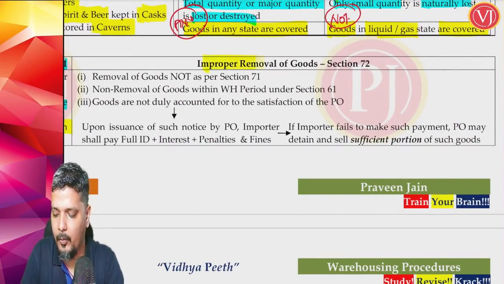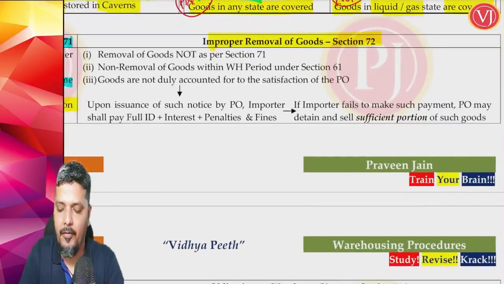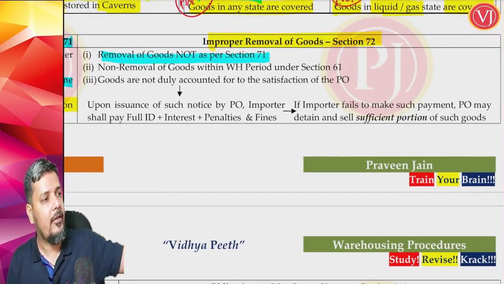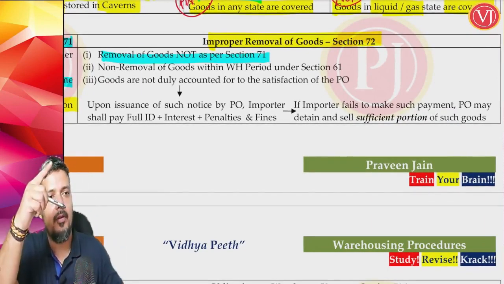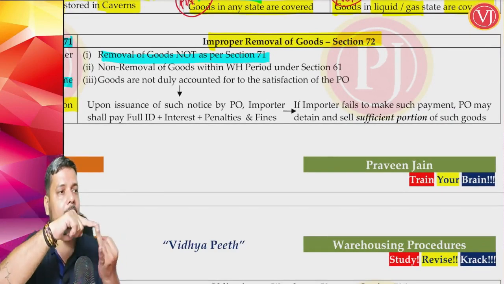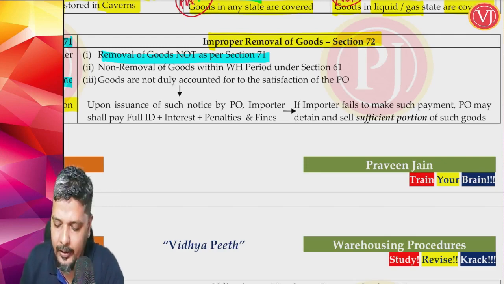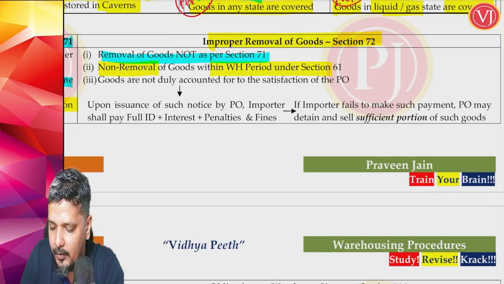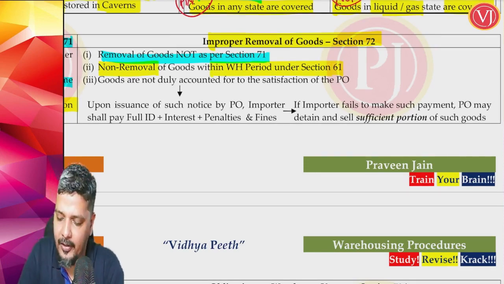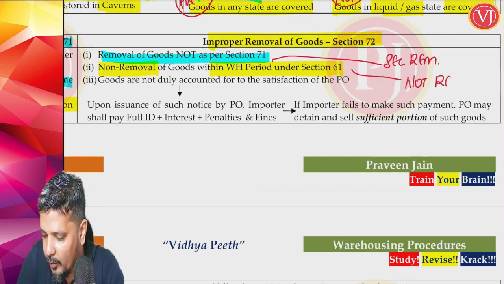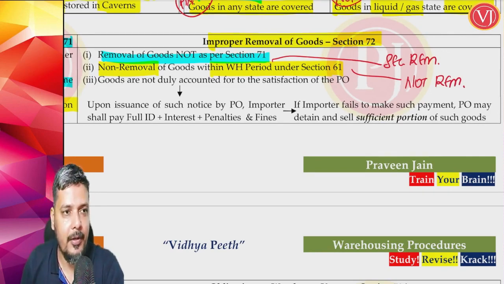What is improper removal? Section 72. You have removed the goods but not in terms of section 71. Which means you have done removal but not in terms of warehouse to warehouse, warehouse to home consumption, or warehouse to export. Secretly. You have taken out the goods secretly. Or you have not removed the goods within the warehousing period. See here, you have secretly removed the goods. Here, you have not at all removed the goods within the warehousing period.